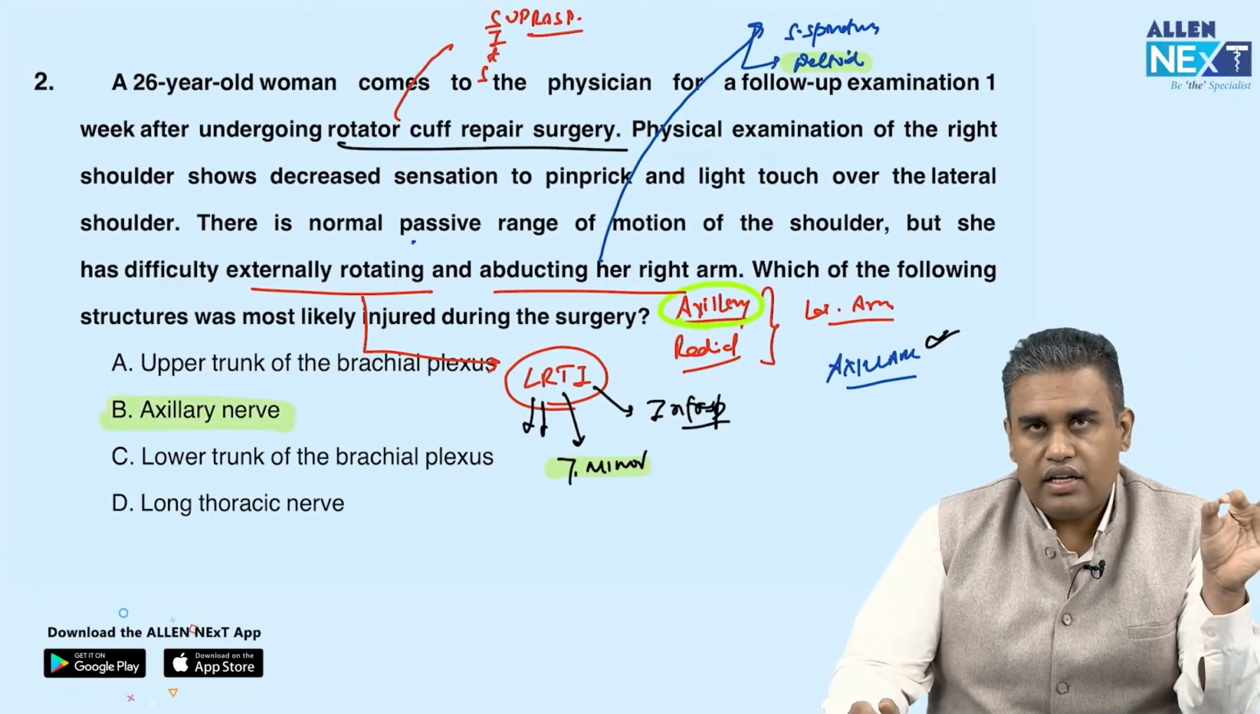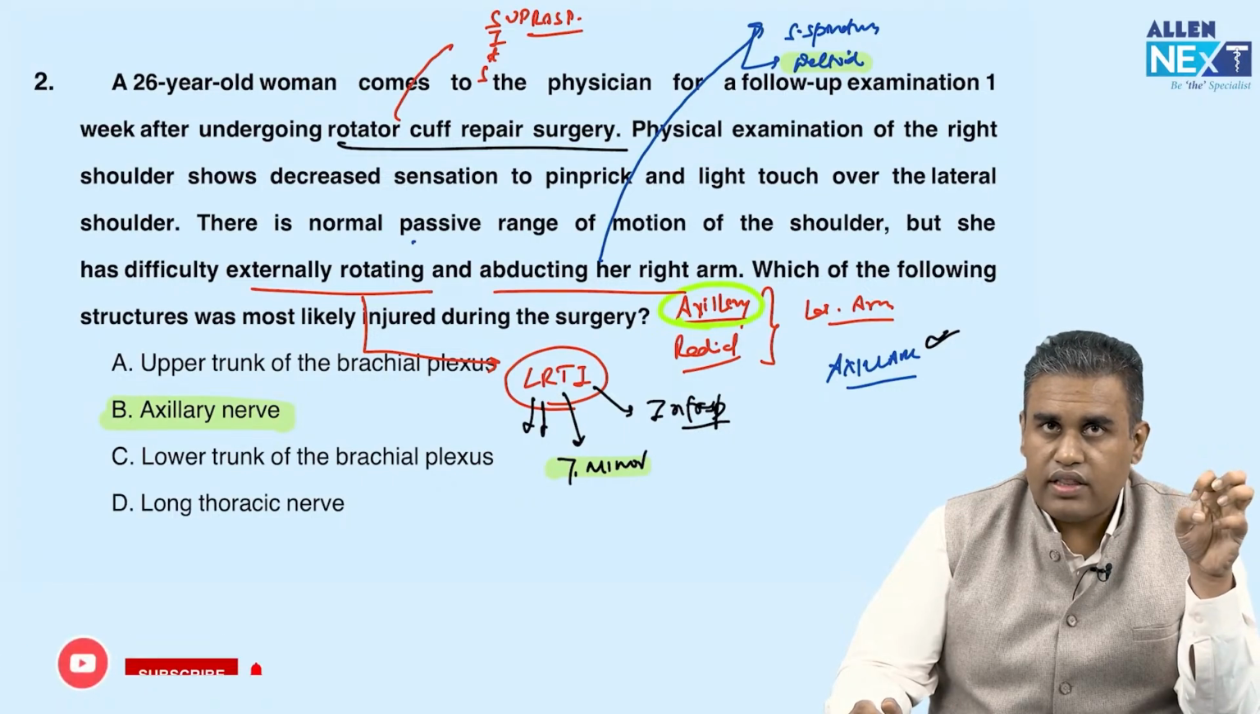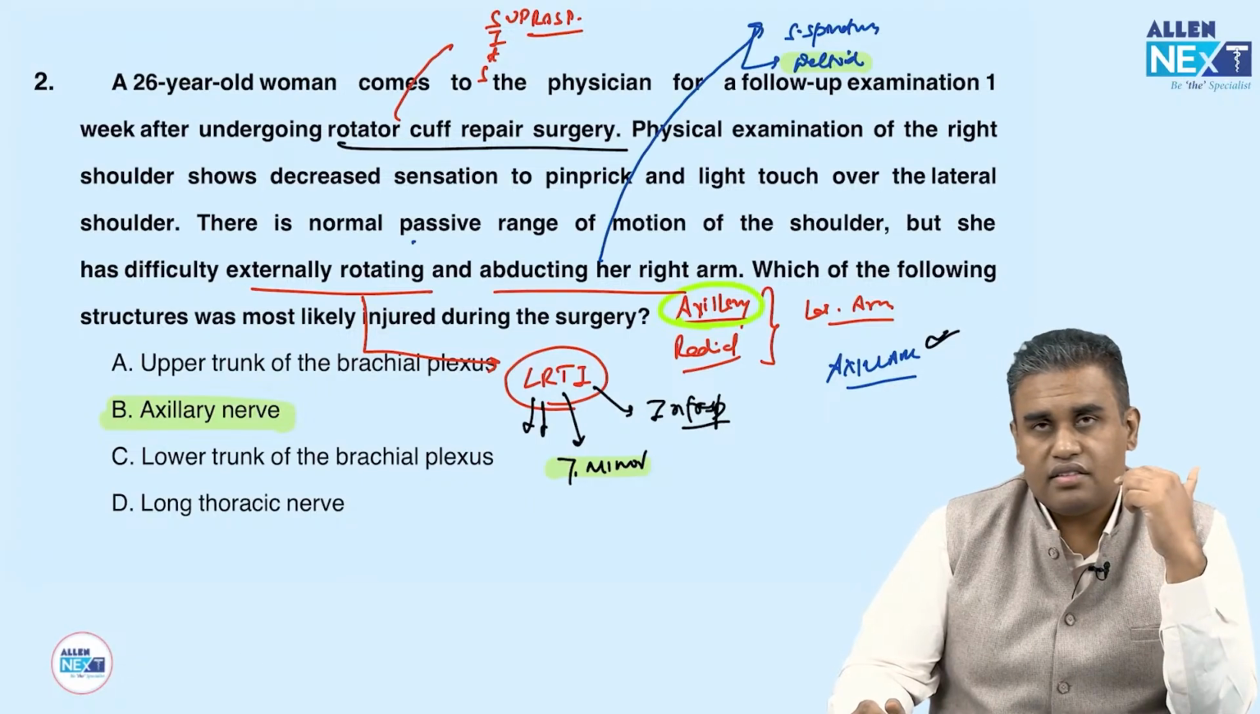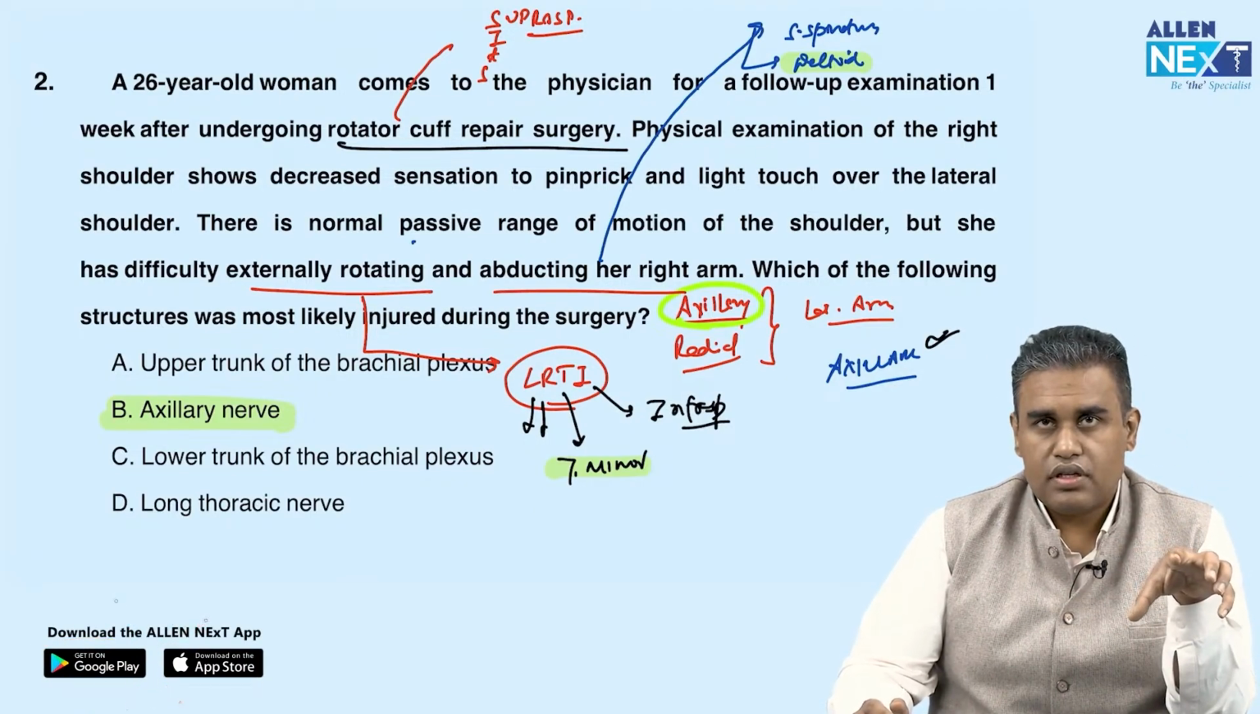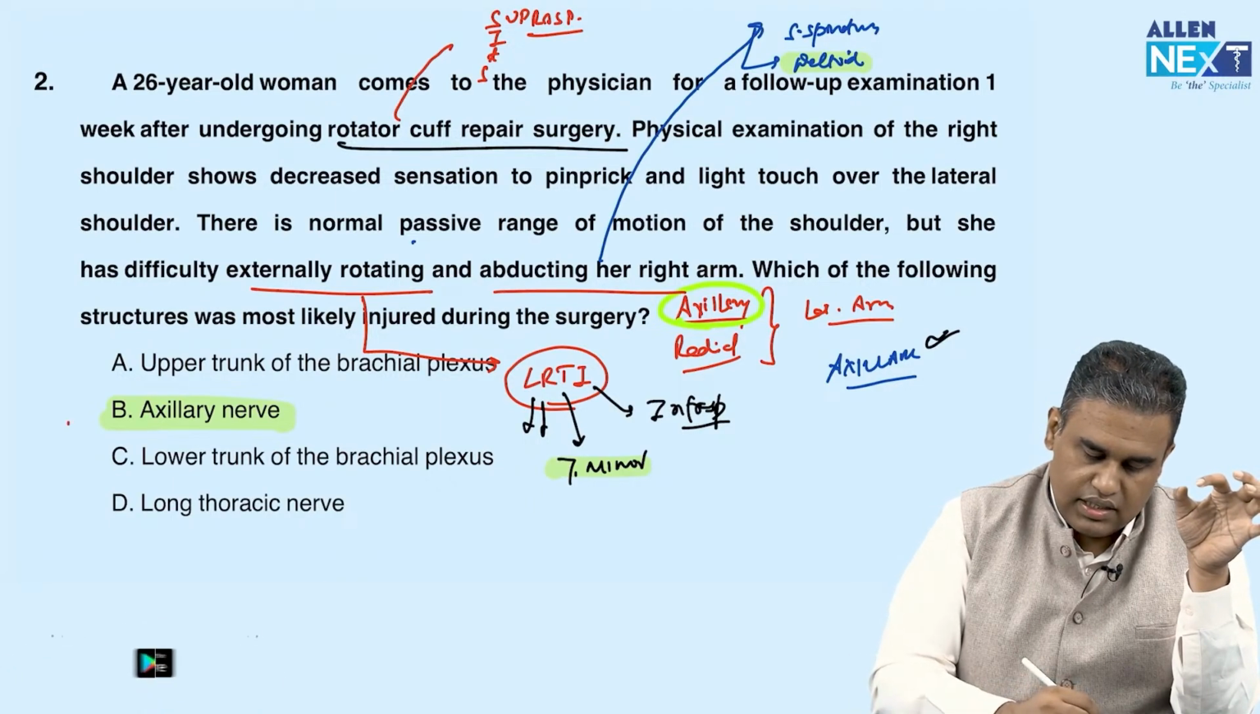So look at the sensory findings, look at the motor findings, try to join them, and look at the surgery. Surgery was done at the rotator cuff. Where is the axillary nerve? Around the surgical neck of the humerus. So location also, everything is pointing to the answer, that is the axillary nerve.